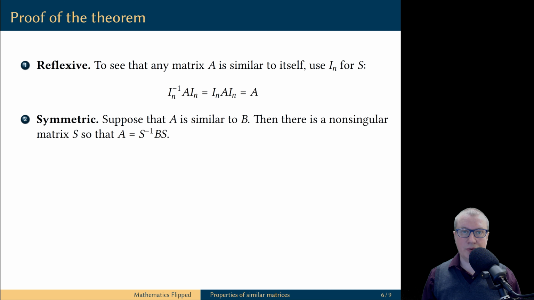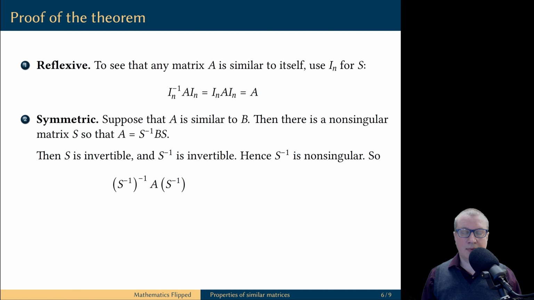We are going to assume that A is similar to B. This means there exists a non-singular matrix S such that A is equal to S inverse B S. The matrix S is non-singular, therefore it is invertible. In particular, the inverse of the matrix S is also invertible and therefore it is also non-singular.